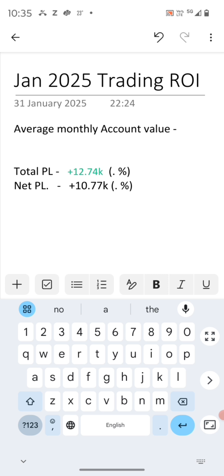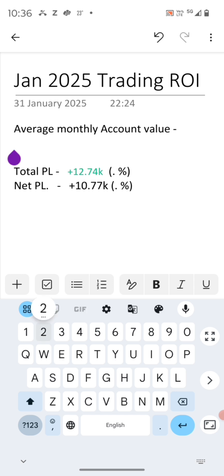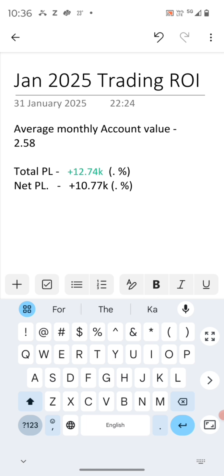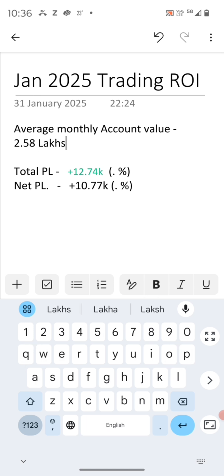Now, what is the total amount of account value that we had on average through the month? So that is 2.58 lakhs, and we will have a separate video where we'll see how we arrived at this number.